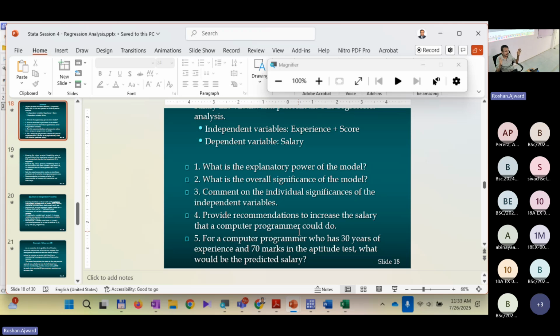What is the overall significance of the model? Then comment on the individual significances. Look at the coefficient table. Provide recommendations, and then do a prediction. You can do it in pairs or randomly connect.